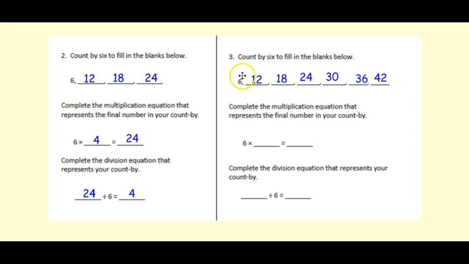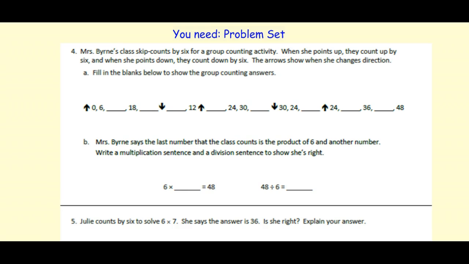I looked over here and I skip counted 1, 2, 3, 4, 5, 6, 7 times. So I know right here is going to be 7. And I ended at 42, so 6 times 7 is going to give me 42. My division equation is 42 divided by 6 equals 7.